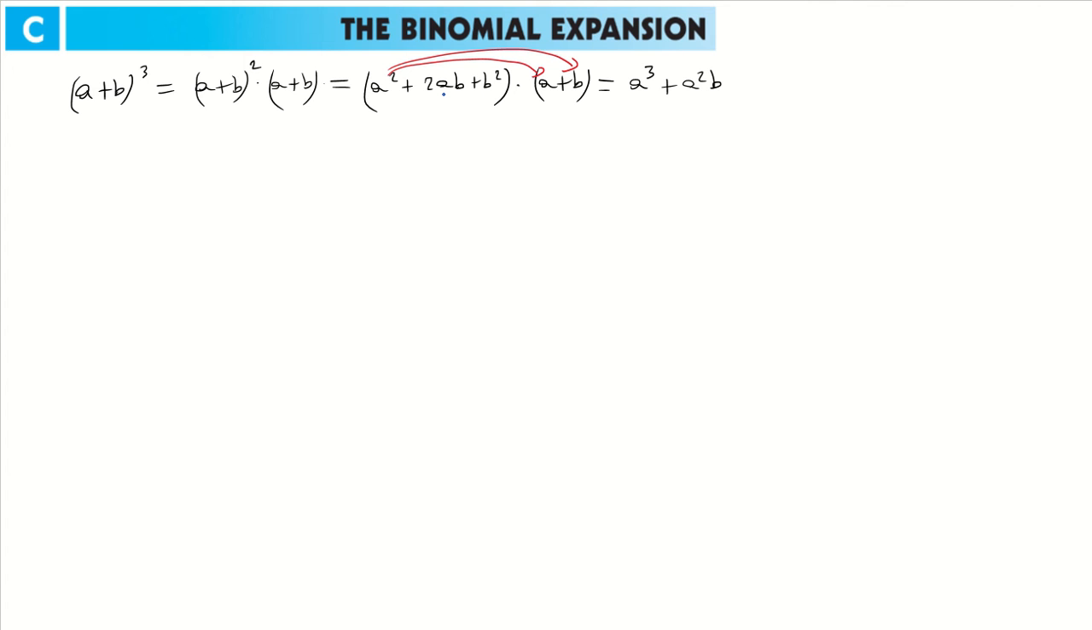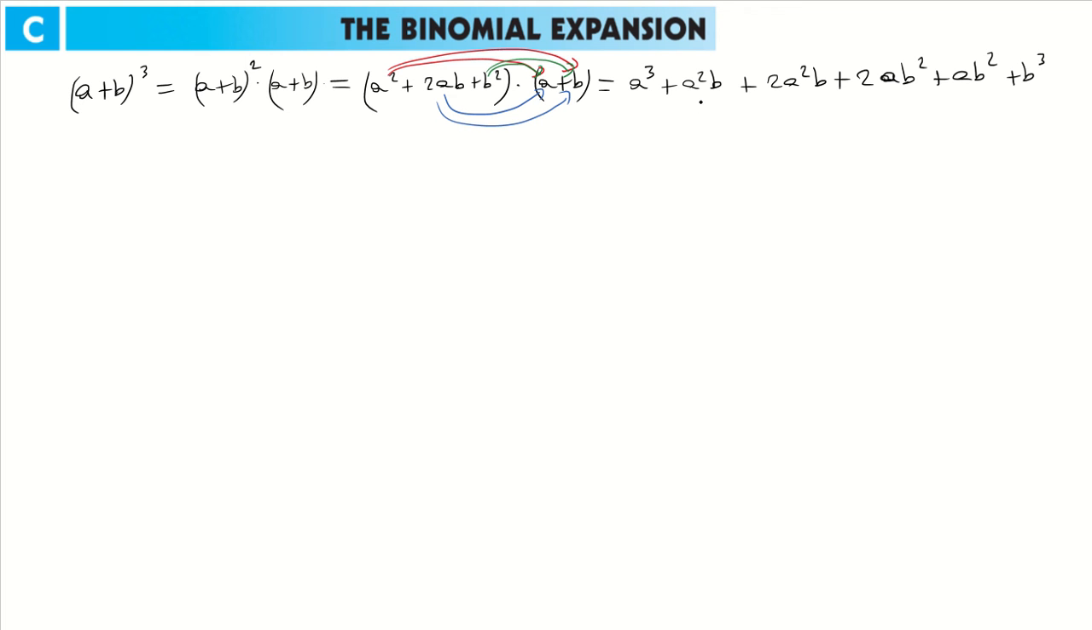And then we can multiply the 2ab by a, which is equal to 2a^2 b, so plus 2a^2 b. And then plus, we multiply the 2ab by b, which is equal to 2ab^2. And then we multiply the b^2 by a, which is equal to ab^2. And we multiply the b^2 by b, which gives b^3.